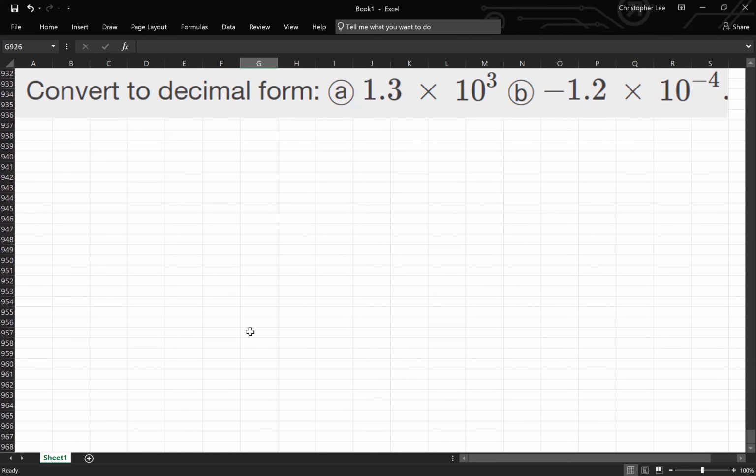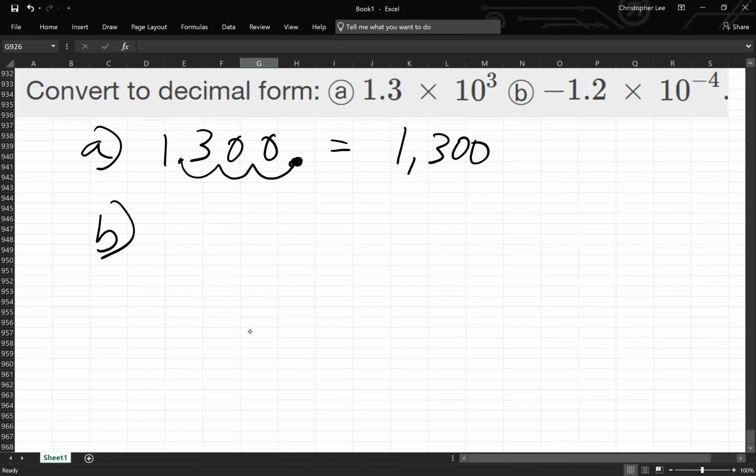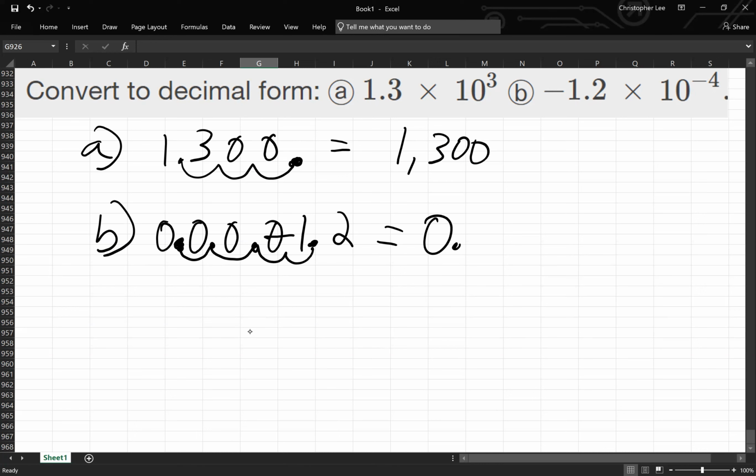All right, let's take a look. So I have A, 1.3. I'll move this over three spaces. 1, 2, 3. Add in some zeros. So what does that equal? 1,300. How about B? I have a negative 1.2. I'll move this four places over. So 1, 2, 3, and 4. Right, so add in some zeros here. What do I have? 0.123.